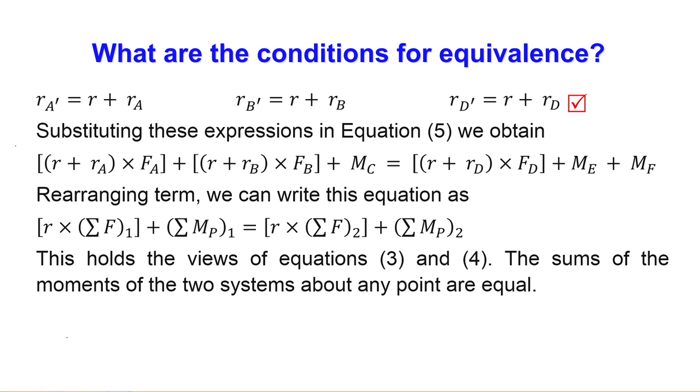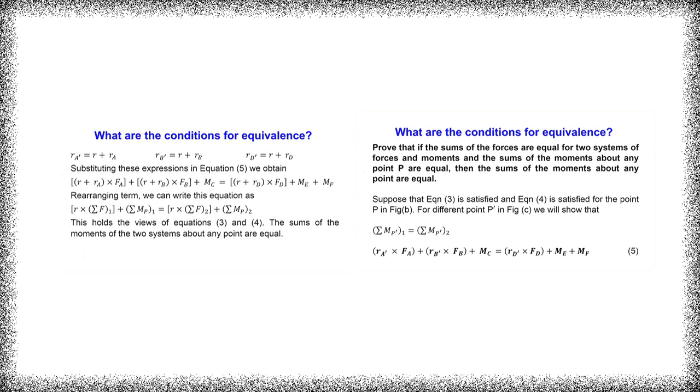If we put this in the expression we have to prove, then in the case of Ra dashed we put R plus Ra cross Fa. Again I can show the earlier expression, which we are trying to show, that is equation number 5. Here in place of Ra dashed we are putting Ra plus R, Rb dashed we are putting Rb plus R, and Rd dashed we are putting Rd plus R.